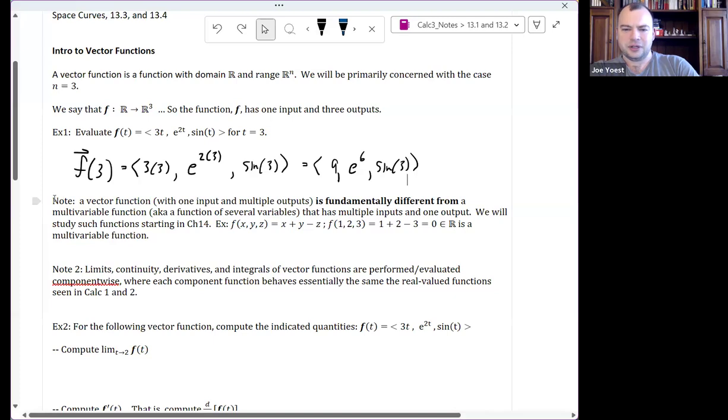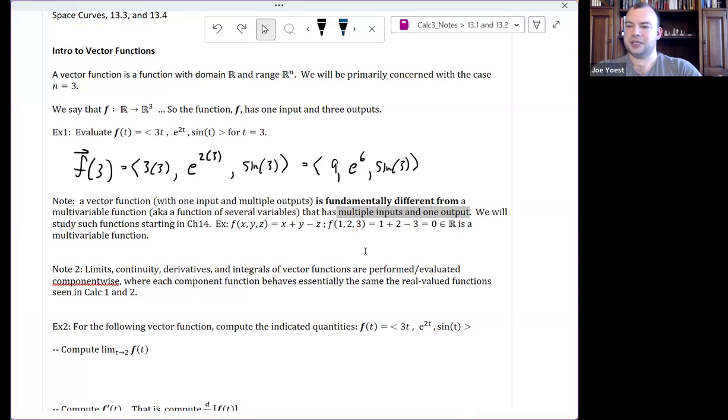So an important note: a vector function that has one input and multiple outputs is a fundamentally different concept from a multivariable function. Even though the descriptors might sound like they're talking about the same thing, a multivariable function, or what's often called a function of several variables, is the situation where we have multiple inputs and one output. These are fundamentally different ideas, and it's very important to realize that.